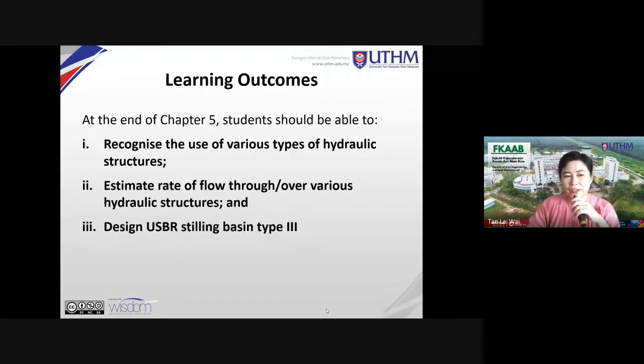And then the final topic is on stilling basin. You will learn how to design a stilling basin, especially this USBR stilling basin type 3. USBR actually stands for United States Bureau of Reclamation.